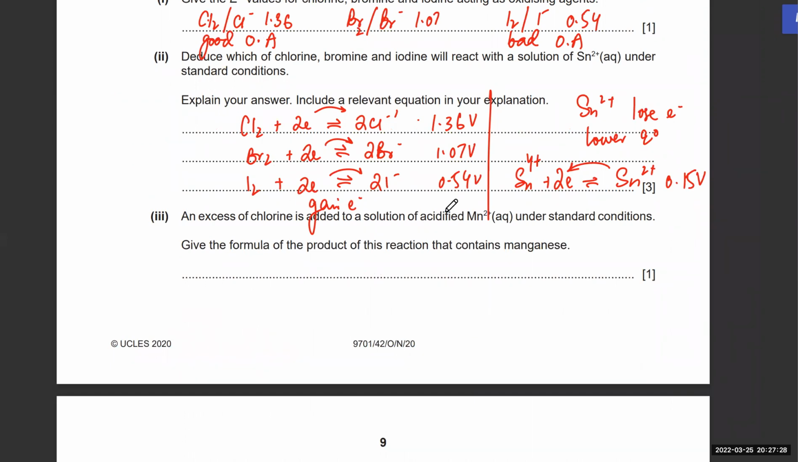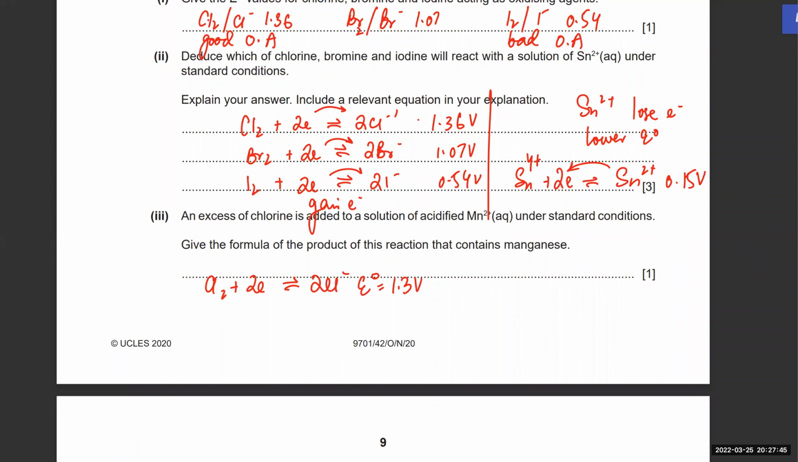An excess of chlorine is added to a solution of Mn2 plus under standard conditions. Give the formula of the product of this reaction. So now I've got Cl2. I have only one reaction of Cl2, which is this one, and that's E naught is 1.36 volts.